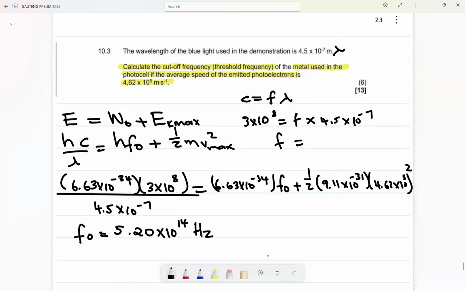And then you get f to be 3 times 10 to the power of 8 divided by 4.5 times 10 to the power of negative 7. And then you'll get something like the frequency to be 6.667 times 10 to the power of 14. You'd substitute it in hf. It will be the same answer.